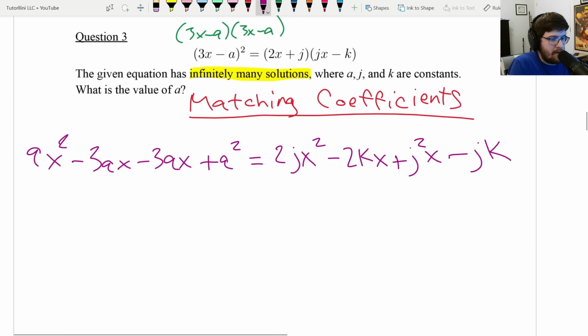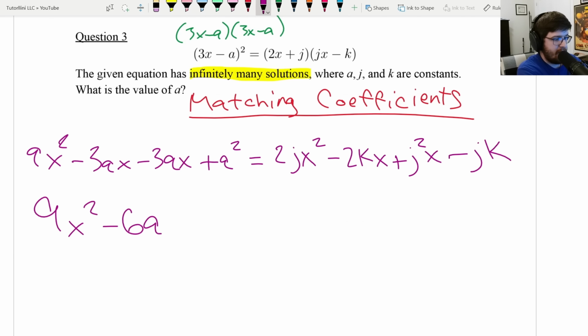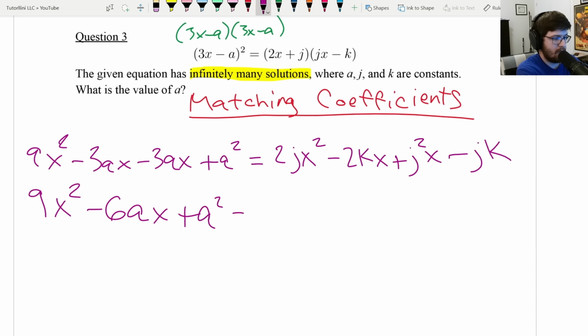Okay, now first of all, on the left side, we need to combine those like terms. So this is 9x squared minus 6a. I'm going to need a lot of room here. This is a long question, so let me make this a little higher. 9x squared minus 3 is minus 6ax plus a squared equals 2jx squared. And then I'm going to put the j squared x in front, just so that this looks a little nicer.